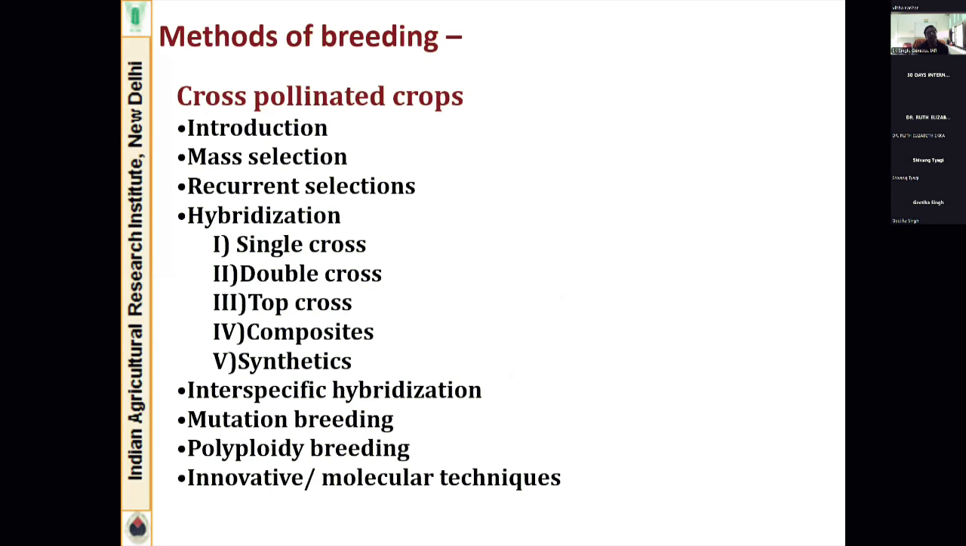In cross-pollinated crops, there are methods of introduction, mass selection, different selection schemes, and hybridization. In this, single cross hybrids, double cross hybrids, top cross, and composites and synthetics are there. Interspecific hybridization, mutation breeding, polyploidy, and molecular tools. These are the listing for cross-pollinated crops.